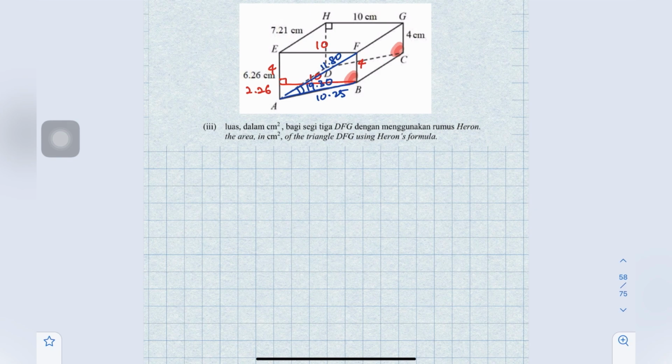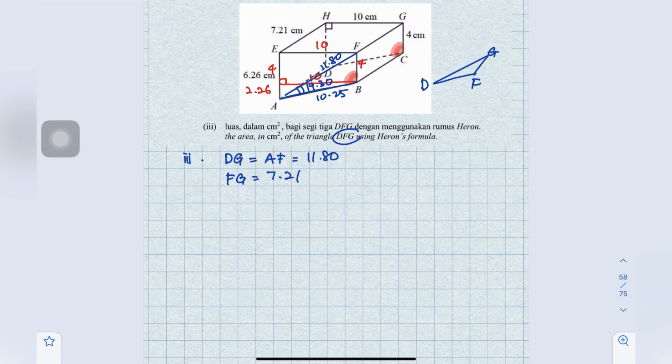Okay, so triangle DFG tak nampak, kalau dia terlindung kat situ. This one D, G, F macam ni. This one F. Okay, so we need to find all the sides for this triangle. Okay, so then DG. Okay, DG actually equals to AF, so equals to 11.80. Tu dah dapat. Okay, so then FG. FG equals to EH equals to 7.21.